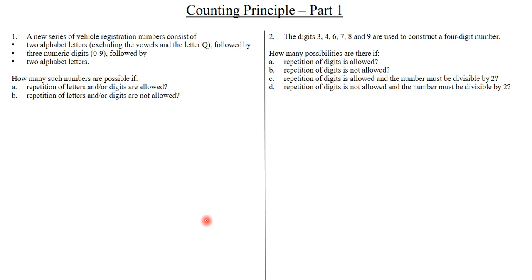In this video, we're going to be discussing the first part of our series, which is the counting principle. Here I'm going to be sharing some tricks, tips and methods that you can use to approach these types of questions.